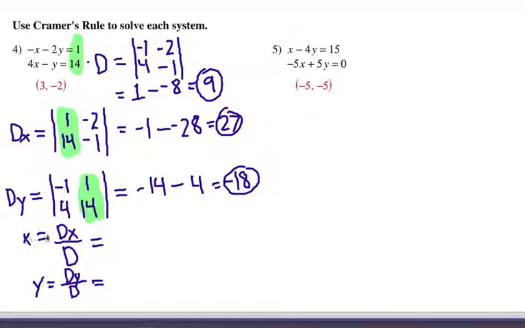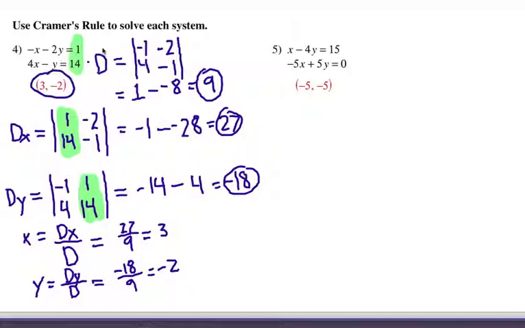So to find the x value, we're going to take the determinant of the x group, which is 27, and divide it by the determinant of the coefficients, which we knew was 9, and that would be positive 3. Determinant of the y group is going to be negative 18. Divide it by the determinant of the coefficients, which is 9. Now that'll give us a negative 2. Therefore, my answer of 3, negative 2.